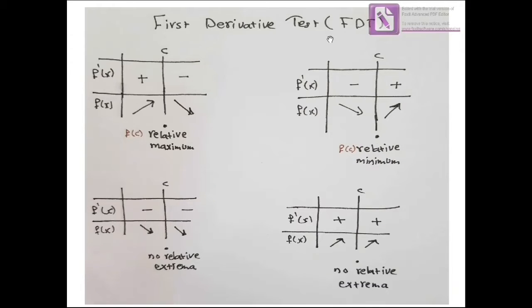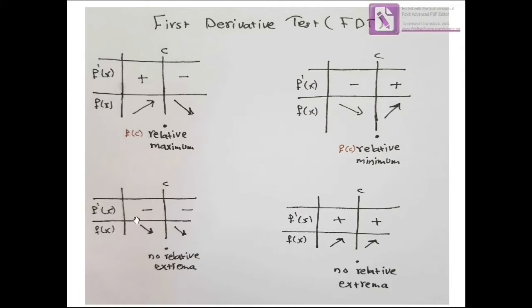So for the first derivative test, we have 4 cases. If our derivative is positive, so that means our function is increasing, then after the point c, our derivative is negative, so that means our function is decreasing. So we say that at the point f(c), the function has a relative maximum. If the derivative before c is negative, then after c is positive, then we say that our function has a relative minimum at the point f(c).